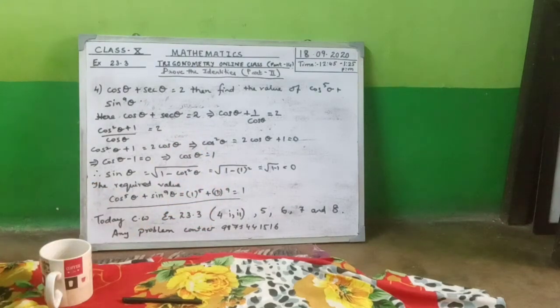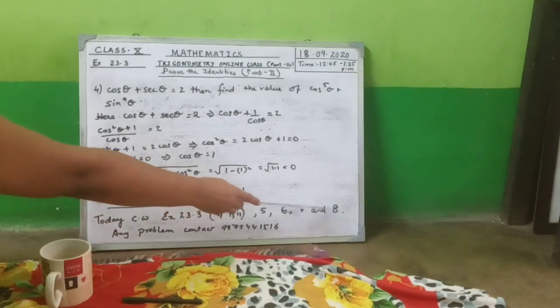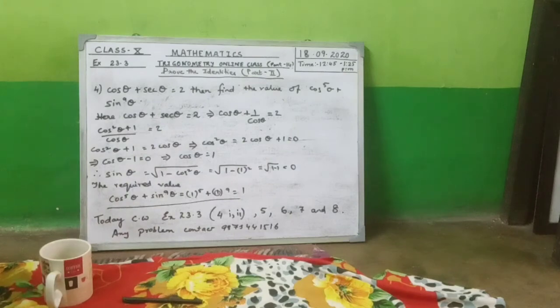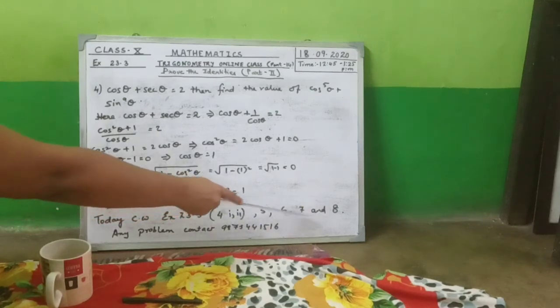Now today's classwork is exercise 23.3. 4, 1, 2, 5, 6, 7, 8, 9. You have to try it on your own. All the sums, check my previous videos also. More or less sums have been done with you all. So you just give a try. Similar sums. Exercise 4, 1, 4, 2, 5, 6, 7, 8.